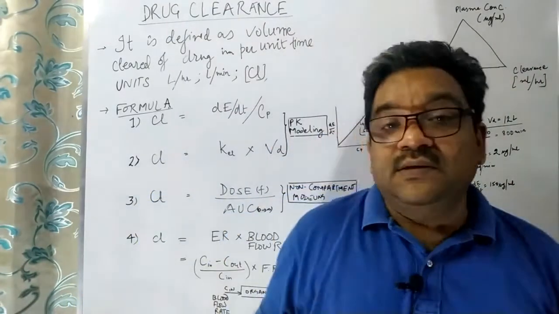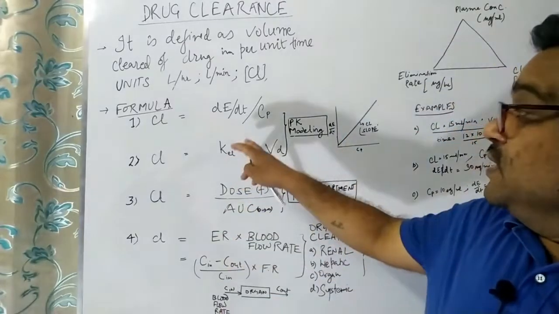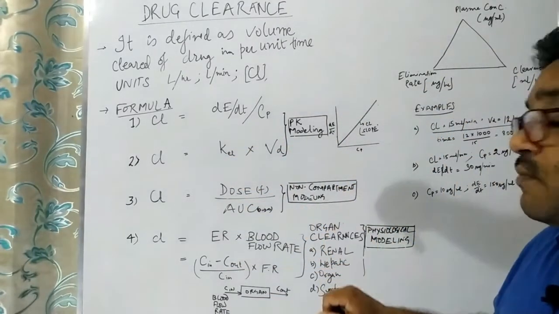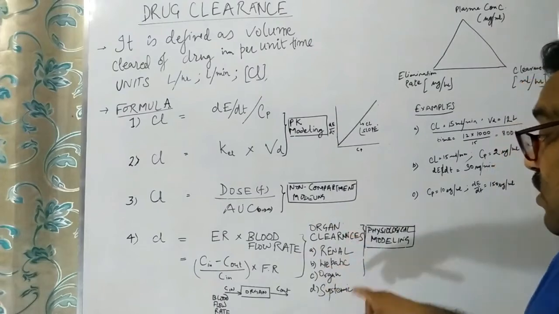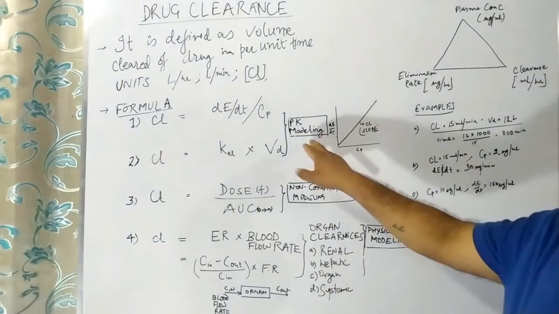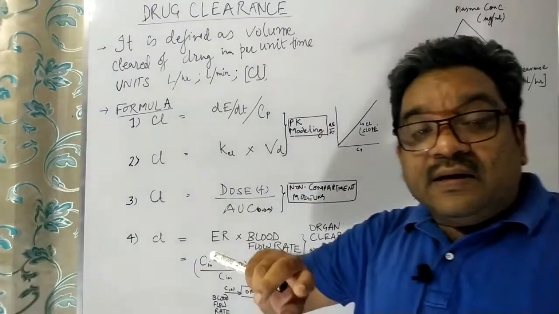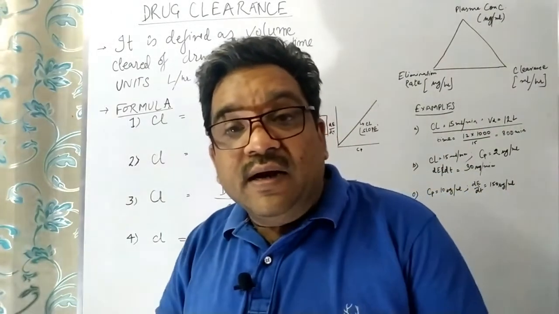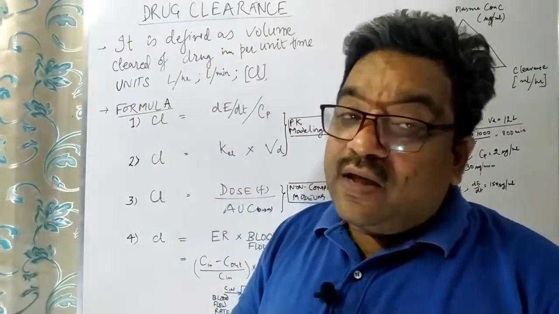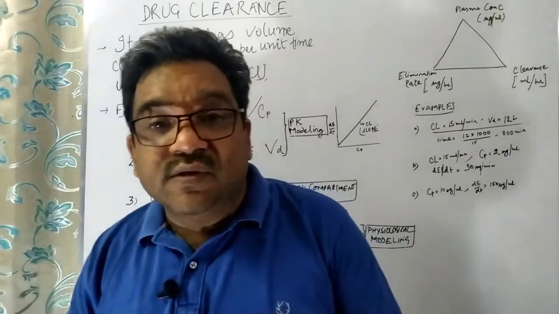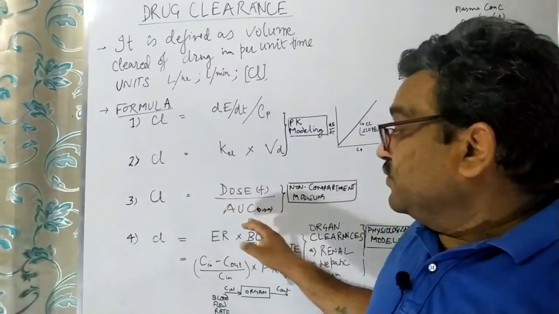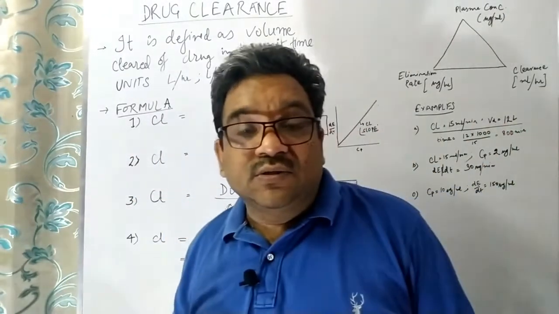So how do we measure clearance? Clearance is measured by means of compartment modeling, non-compartment modeling, and physiological modeling, in which we can find it by means of zero order or first order kinetics, or we can calculate it by means of the IV infusion methodology. We can also calculate it by means of the AUC and dose relationship.